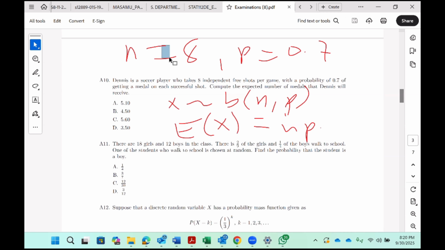So what will you get? What will be the expected number of medals you get? You multiply 8 times 0.7. And what did you get? Is the answer C? Okay, 5.6. Thank you.